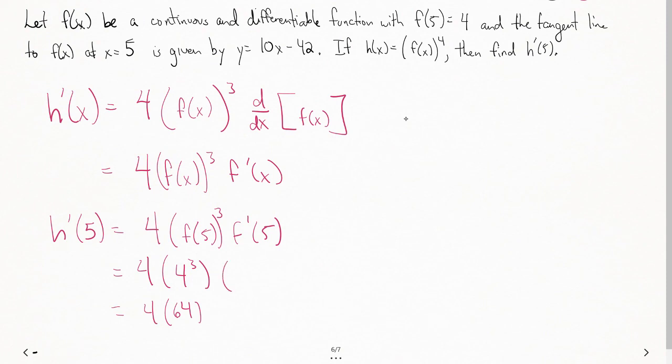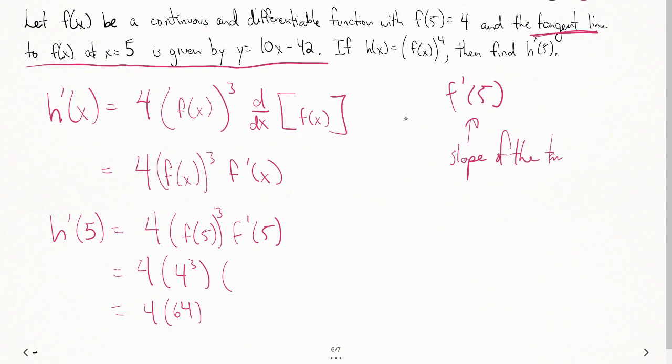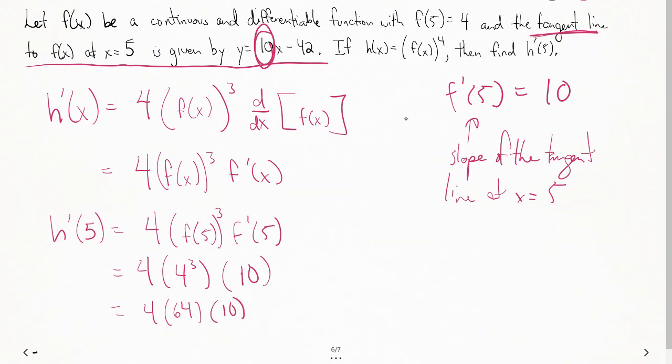So f prime of 5, notice we have the tangent line to f of x at x equals 5 is given by this. That's important because f prime of 5, this is the slope of the tangent line at x equals 5. Right? So all we needed was the slope of that tangent line, so that's 10. So f prime of 5 equals 10. So 4 times 64 times 10, so that's 256 times 10, that's 2,560, and we are done.